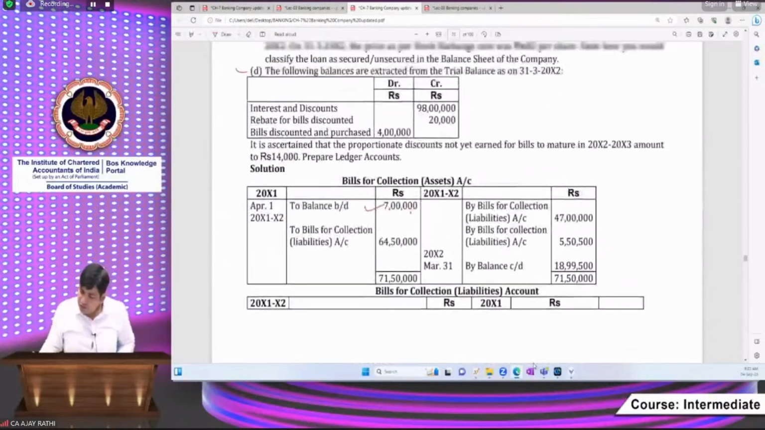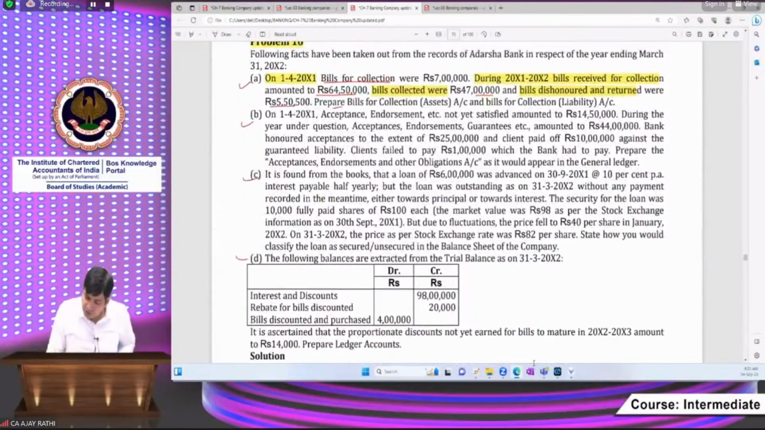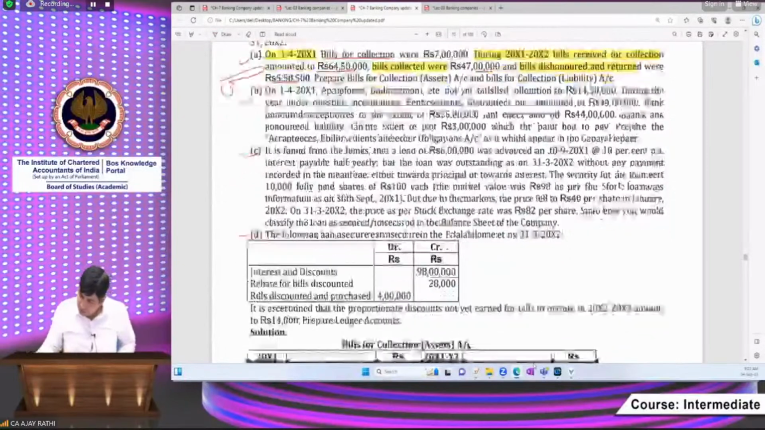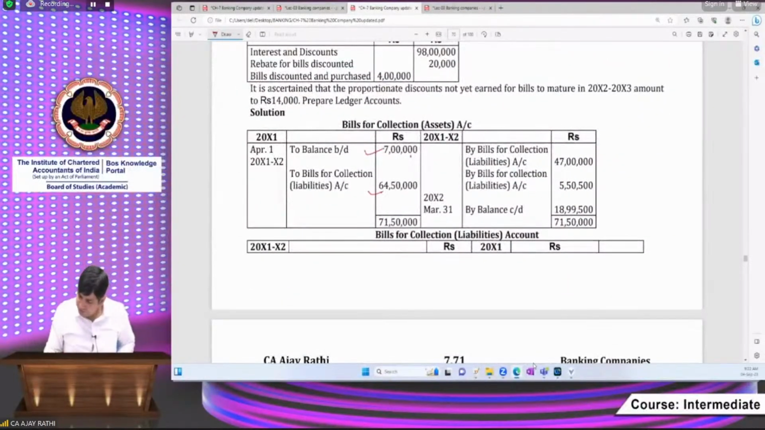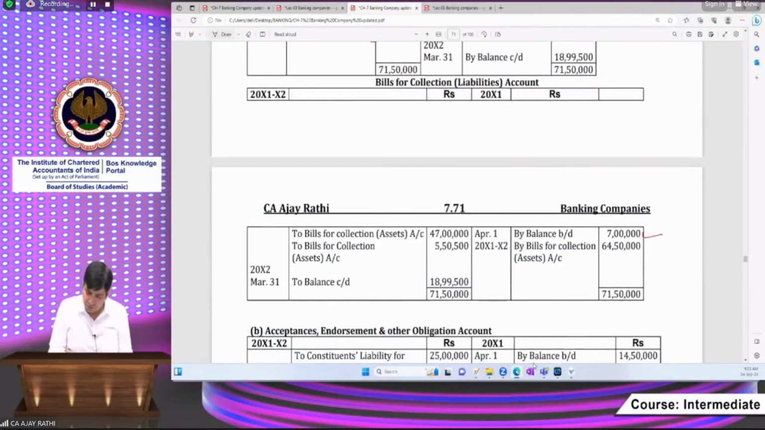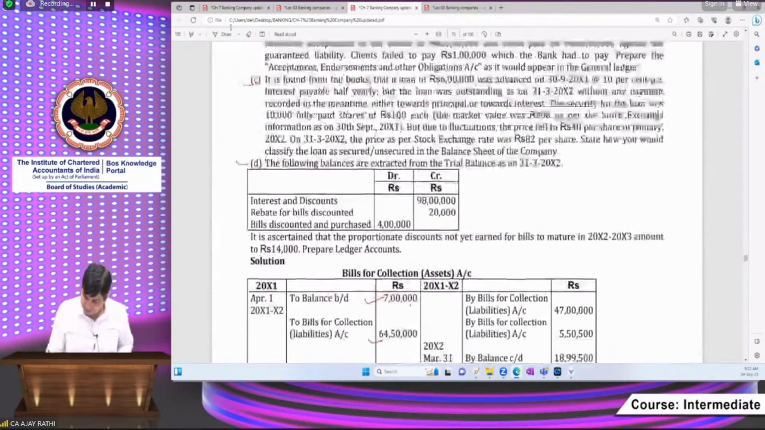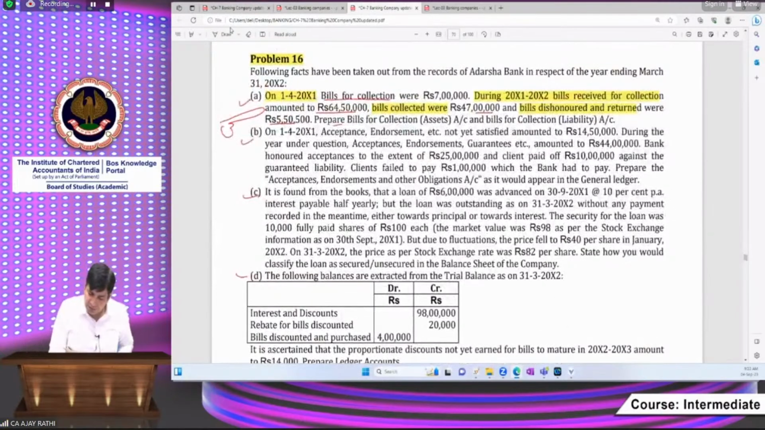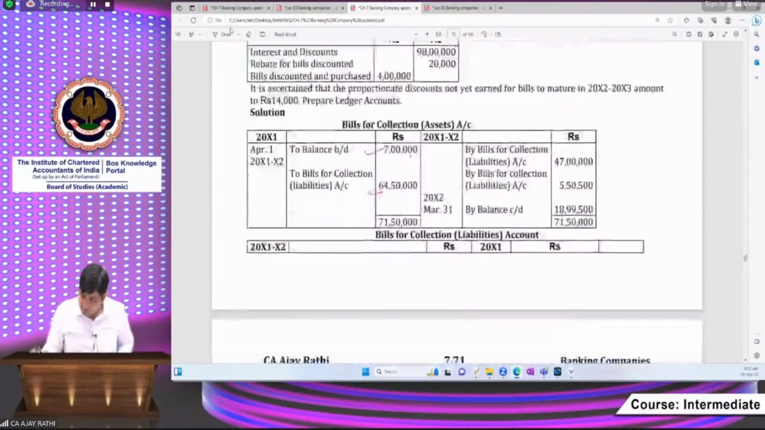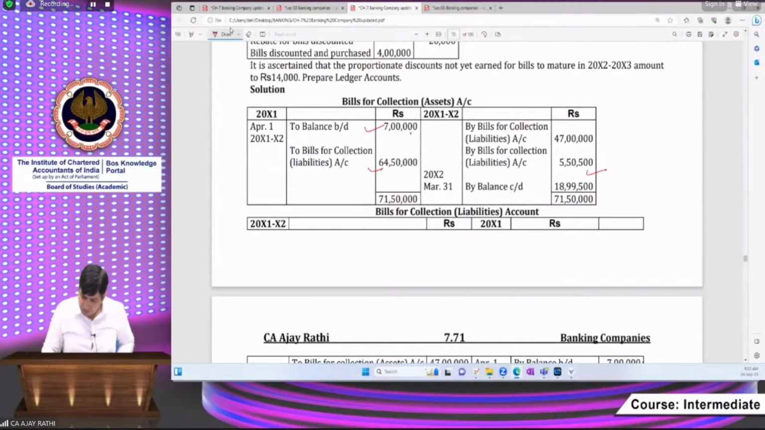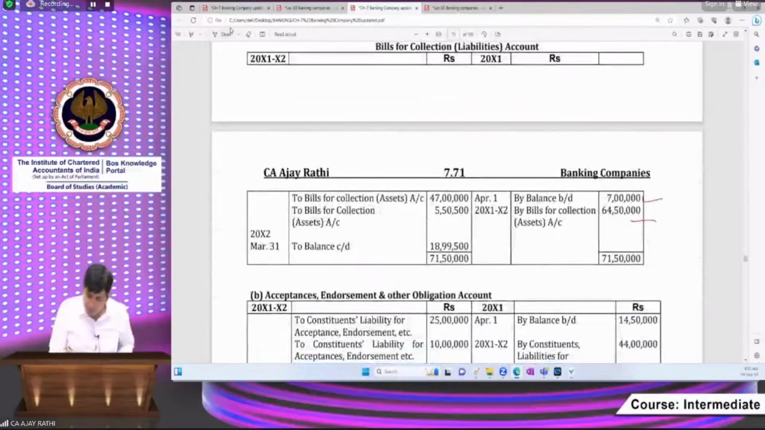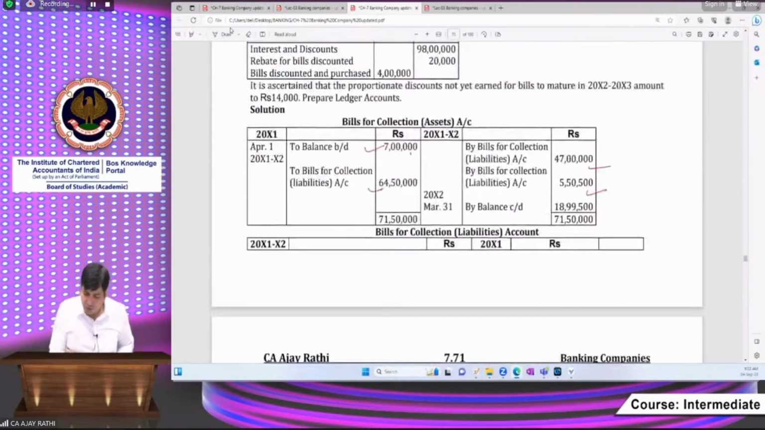Next, during the year, bills were collected. How much? Those are 64 lakh 50,000. Yes, so this will be entered on both sides, this one and correspondingly this one also. Next one. After that, see, 47 were collected and 550 were dishonored. Beta, this will be the closing balance for liability and for assets also.